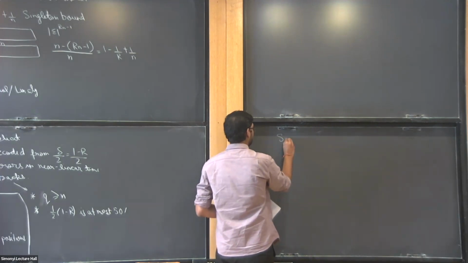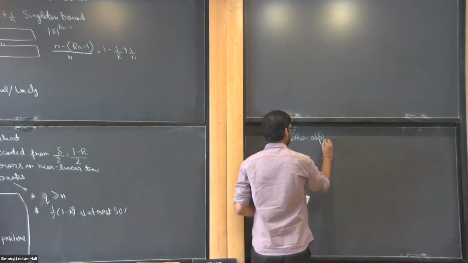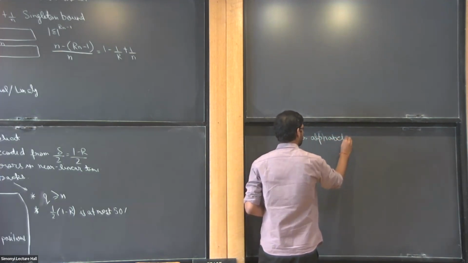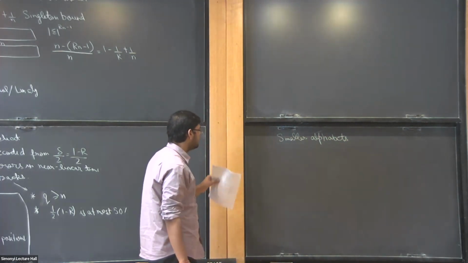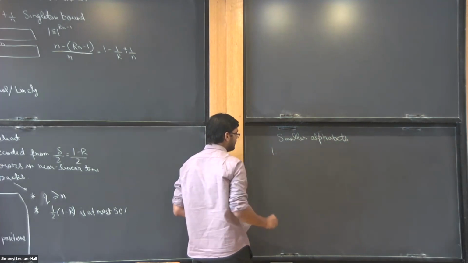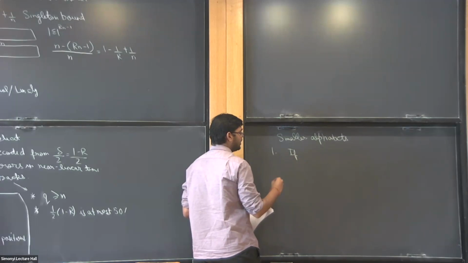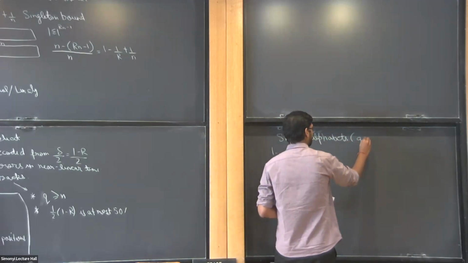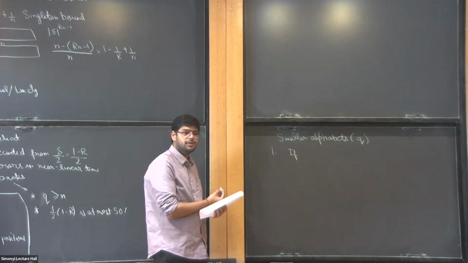So what happens for the case of smaller alphabets? We'll not be talking too much about smaller alphabets, but let's just address them once. Well, first, for any code of alphabet Q, think of Q as, for example, 2. So we are looking at binary alphabet.